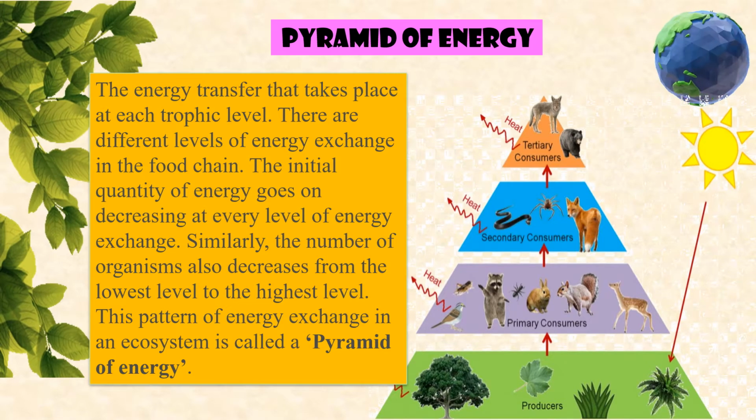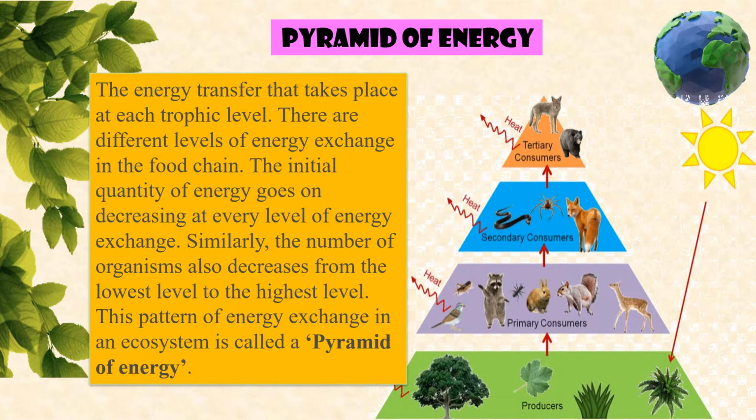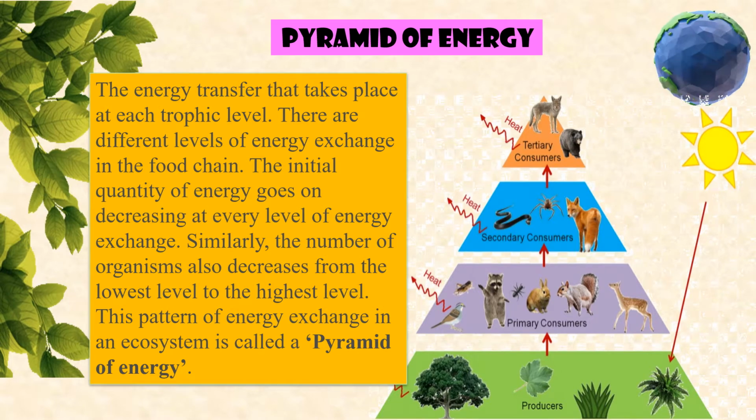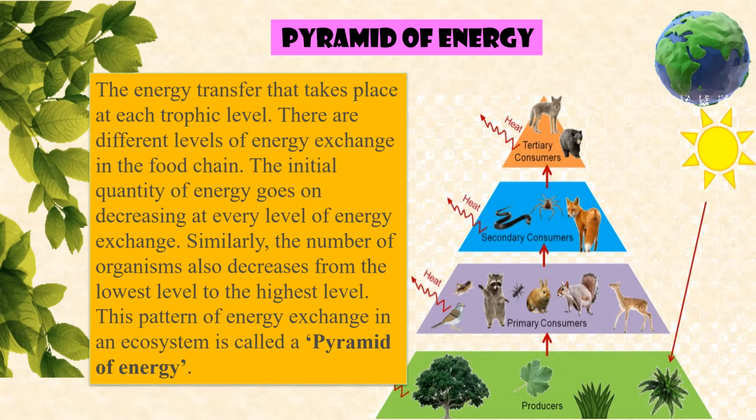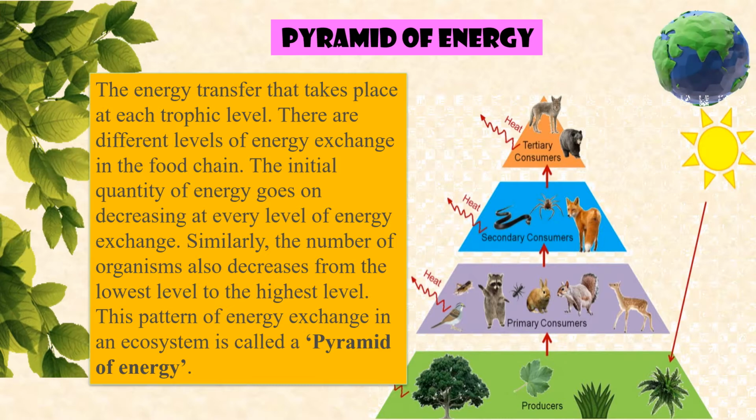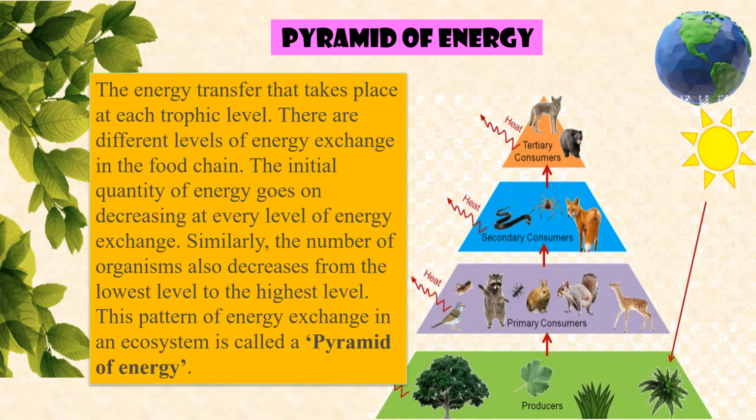Now you remember the pyramid that I had shown you all. Here you see at the base is the producer, that is the plant. Now the energy transfers that take place at each trophic level. There are different levels of energy exchange in the food chain. हर एक लेवल पे एनर्जी एक्सचेंज होती है.